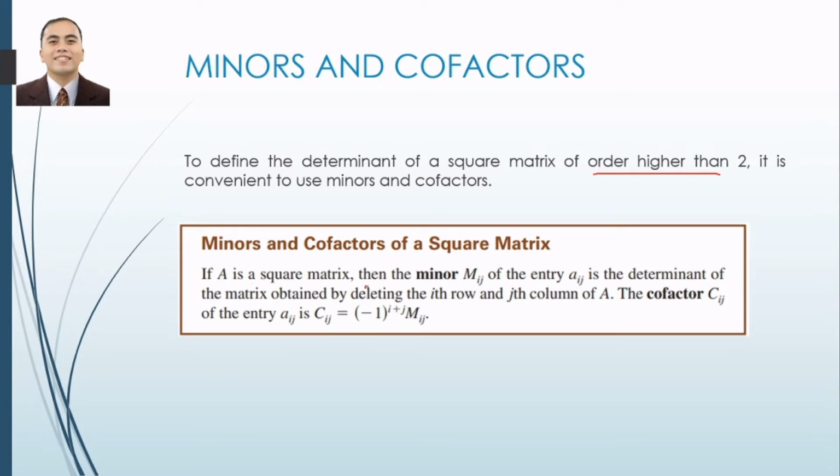If A is a square matrix, then the minor represented by M sub ij of the entry A sub ij is the determinant of the matrix obtained by deleting the ith row and jth column of A. Then the cofactor represented by C sub ij of the entry A sub ij is C sub ij equal to negative 1 raised to i plus j times the minor M sub ij.